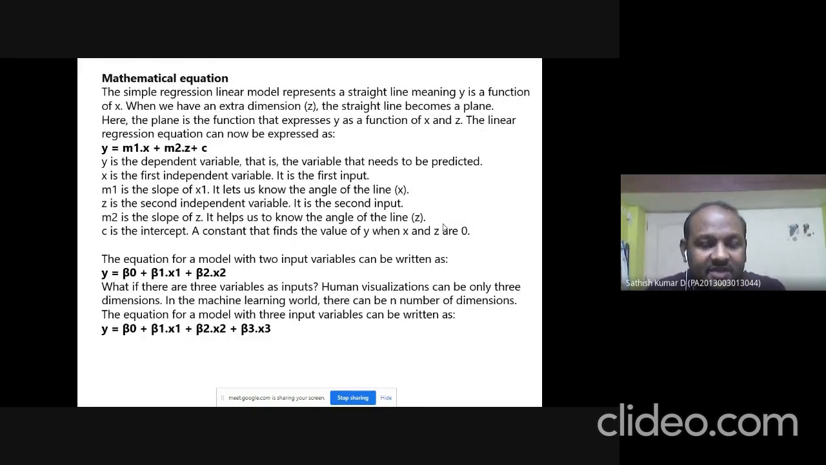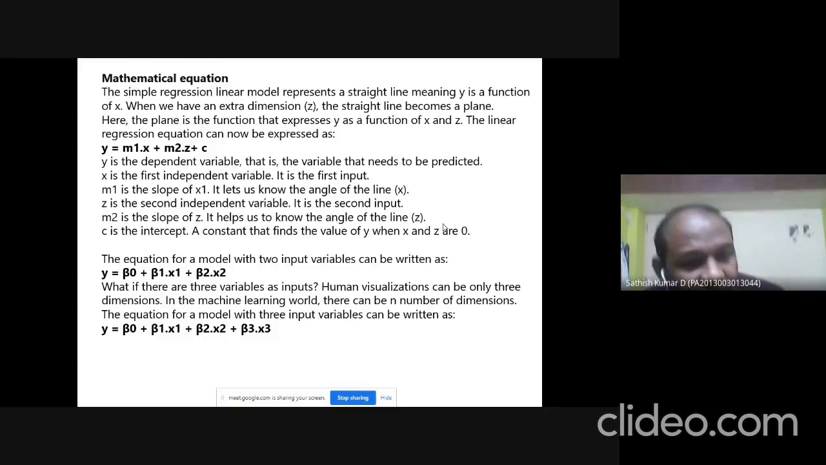So, the mathematical equations of multiple regression. The simple linear regression model represents a straight line, meaning y is a function of x. Y is equal to m1 dot x plus m2 dot z plus c. Y is the dependent variable, that is the variable that needs to be predicted. X is the first independent variable, it is the first input. M1 is the slope of x1, it helps us know the angle of the line. Z is the second independent variable, it is the second input. M2 is the slope of z, it helps us know the angle of the line.